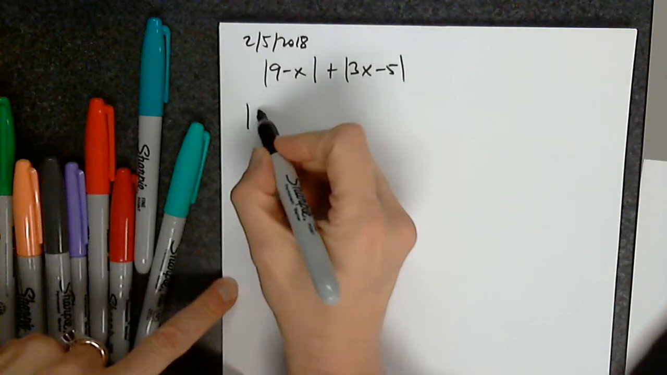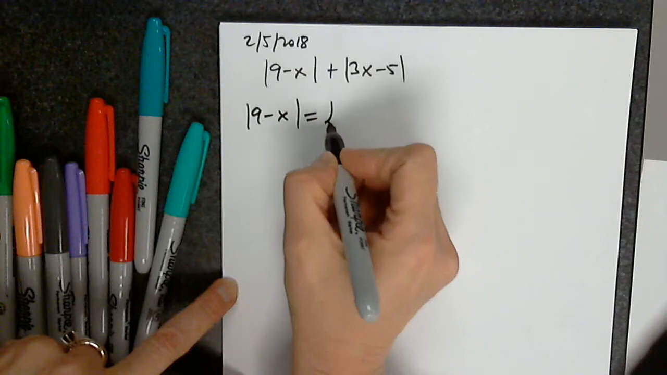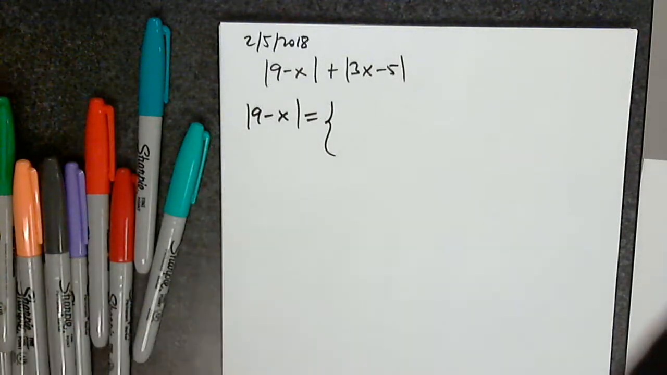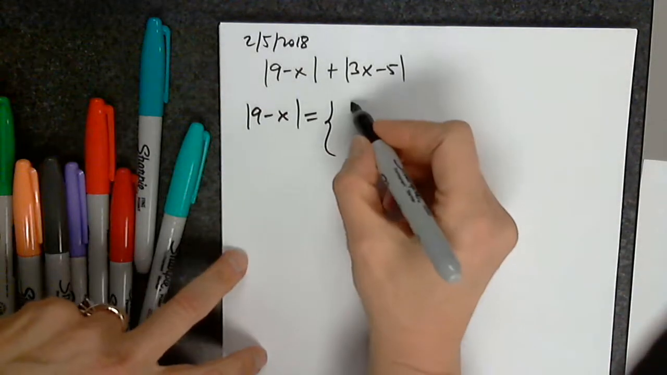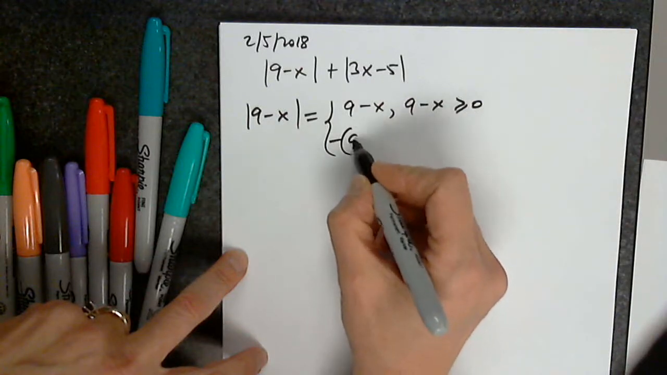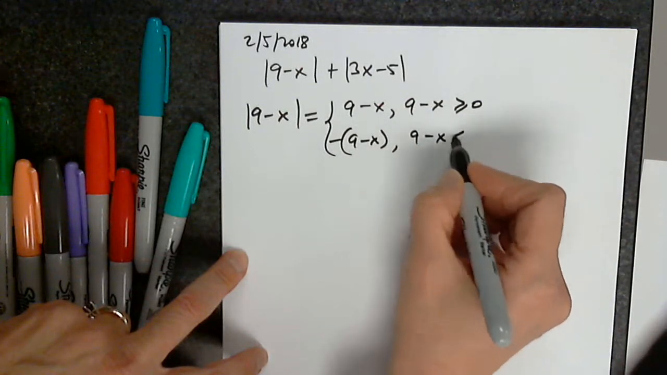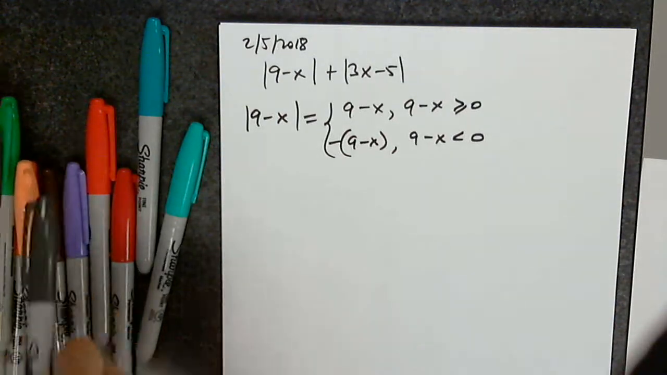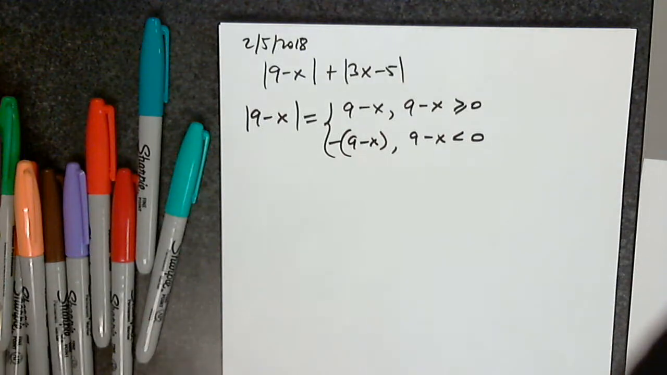Okay, so the first step will be the absolute value of 9 minus x, and you remember the definition. It's this if this is greater than or equal to 0, and it's negative itself if it's less than 0. So I have 9 minus x if 9 minus x is greater than or equal to 0, or the opposite of 9 minus x if 9 minus x is less than 0. So this is the starting point in all cases. There is no change here, there is no new stuff.